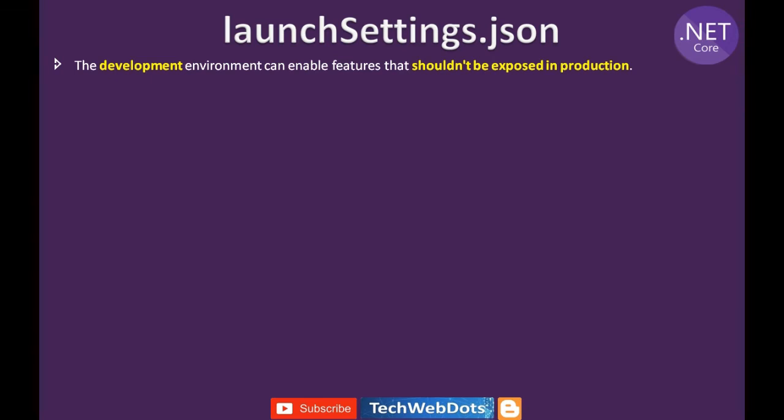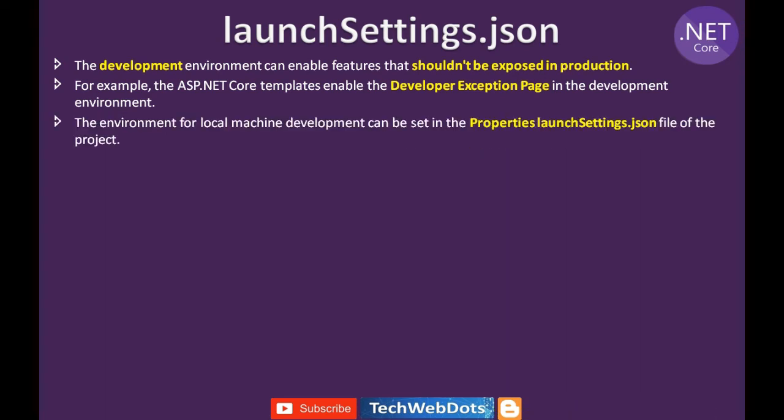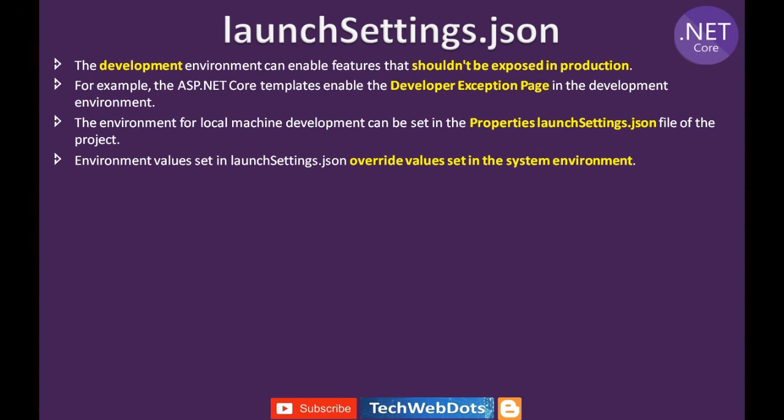The development environment can enable features that shouldn't be exposed in production. Okay, because there are so many changes when we work in the development environment and when the application goes to the production environment. For example, the ASP.NET Core template enables the developer exception page in the development environment. The environment for local machine development can be set in the Properties launchSettings.json file of the project. Environment values set in launchSettings.json override the value which is set in the system environment, because we are calling for development, not for production.